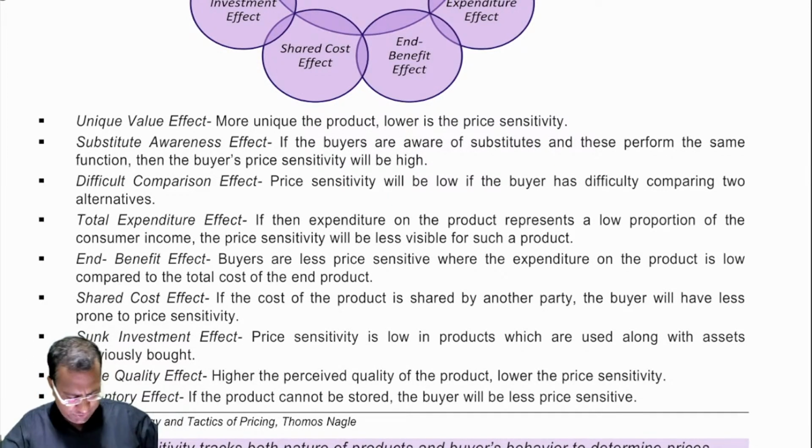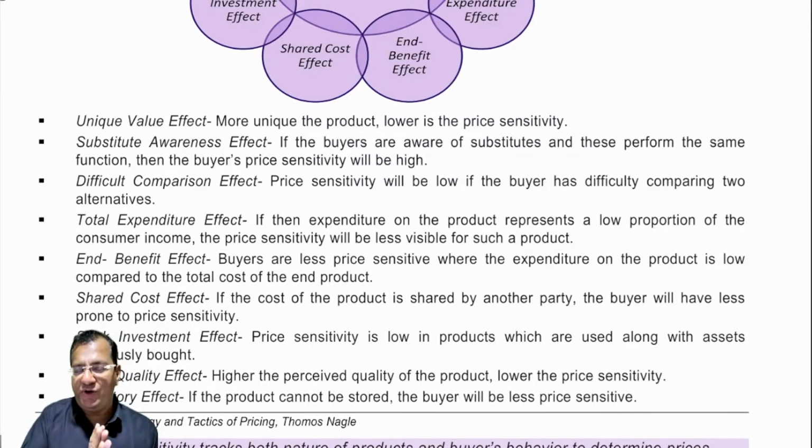Okay, and the last example, you should write: inventory effect. Write in this, beta: if the product cannot be stored and is available for a very limited time in a year, then what do you think, beta? Price sensitivity will be low.